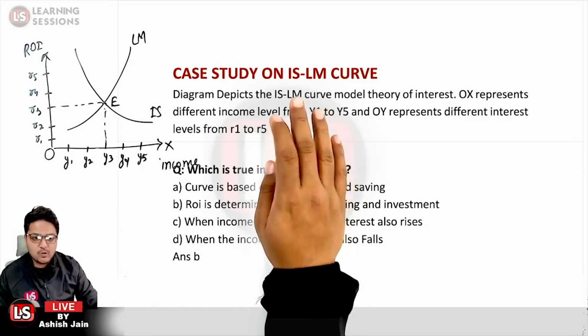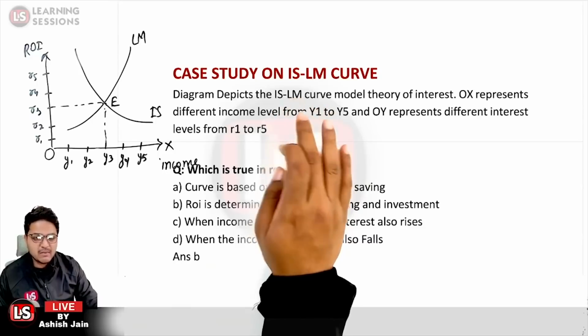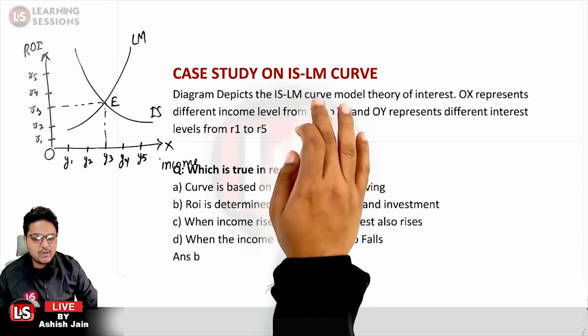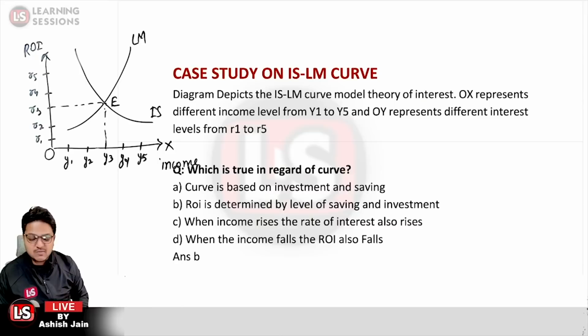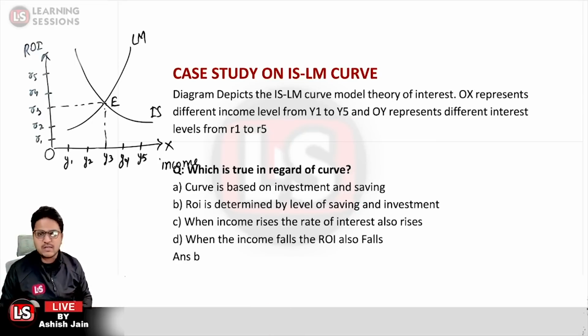IS is related to the investment-saving curve, and the LM curve is related to the liquidity and money supply curve. Is that clear? And that is basically a synthesis between what? That is a synthesis between the classical theory of interest and the Keynesian theory of interest. So we need to understand first how we generate the IS curve and how we generate the LM curve. Then we will jump to the questions. So first of all, we are going to consider the IS curve.